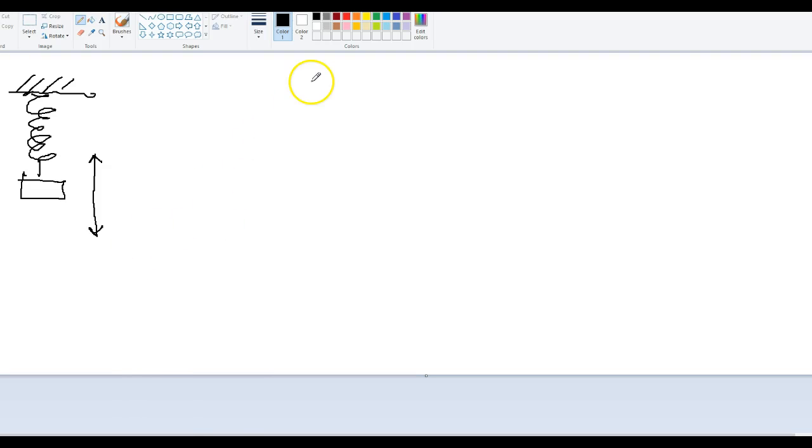As we describe this motion, when we let go of it, so say for instance we shorten it and then we let go of it, we'll see that its movement, its displacement, is described by what we would consider as a sine curve.